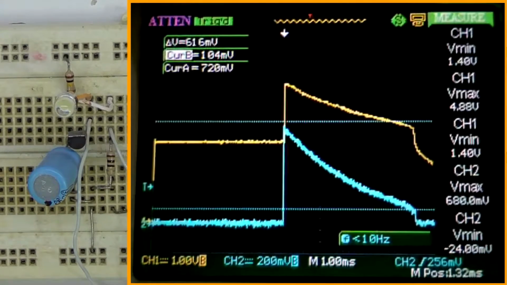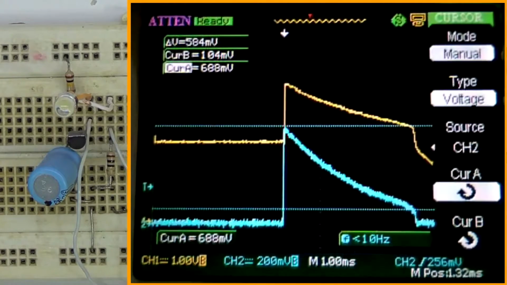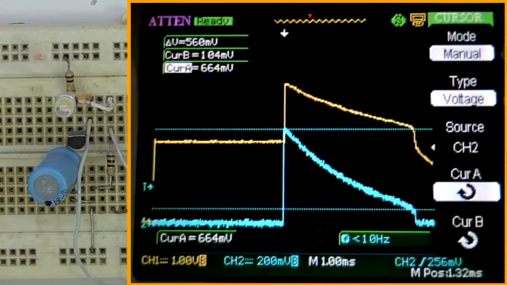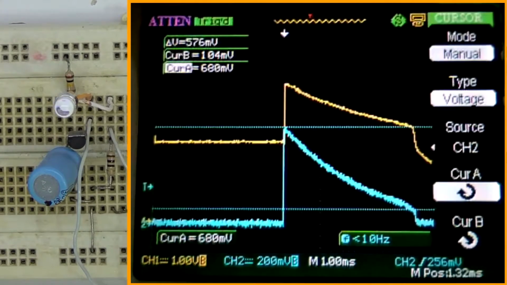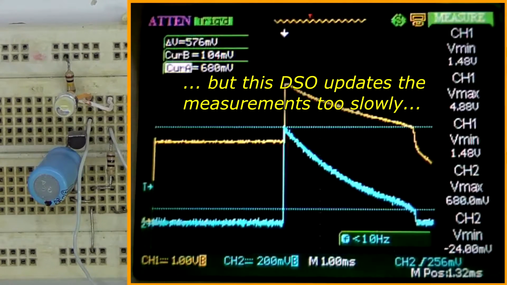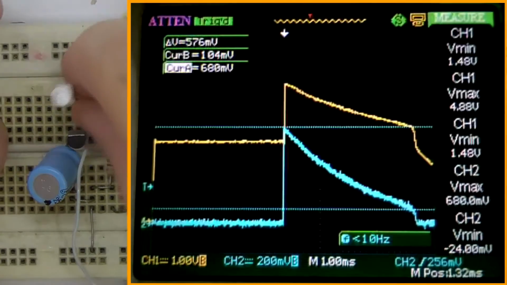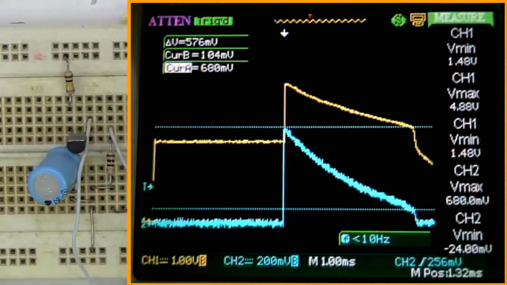So we can see there that the cursor A peak is different. I don't need to move the cursor actually. I can just look at the measurement because that's just your Vmax. Right, and let's try a third white LED.